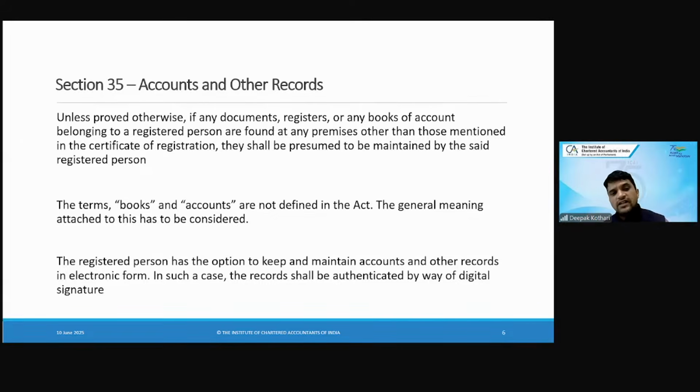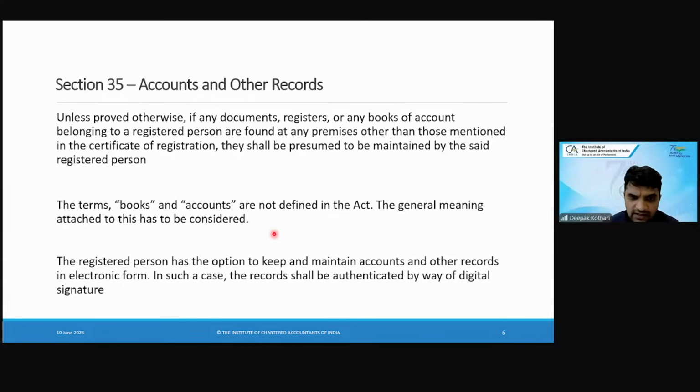Now, unless proved otherwise, if any documents, registers, or any books of accounts belonging to a registered person are found at any premises, as we have discussed, they shall be presumed to be maintained by the said registered person. The term books of accounts is not defined in the Act, which means we have to take the general meaning: whatever document in which the transaction details are recorded is called books of accounts.